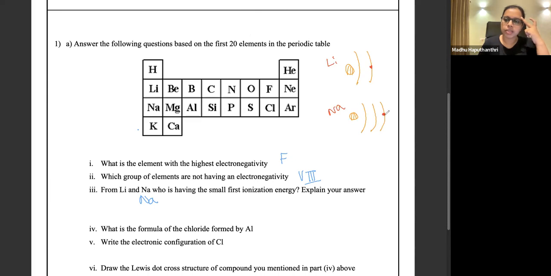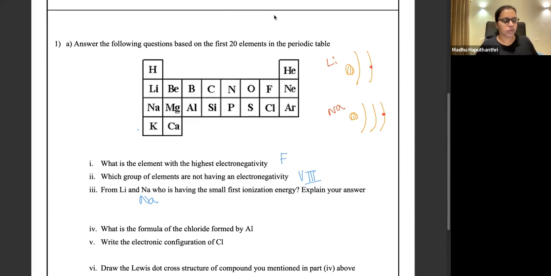In sodium, the valence electron is far away from the nucleus. Right? Far away from the nucleus. So when the distance is high, attraction is less. Right? When the distance is high, attraction is less. Then we can easily break the attraction. Right? We can easily break the attraction.